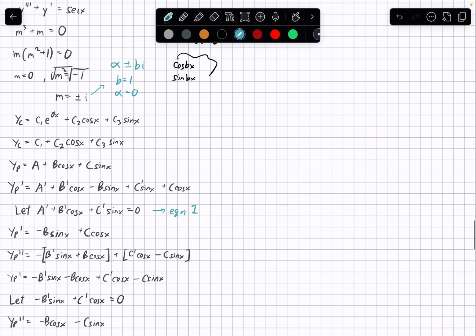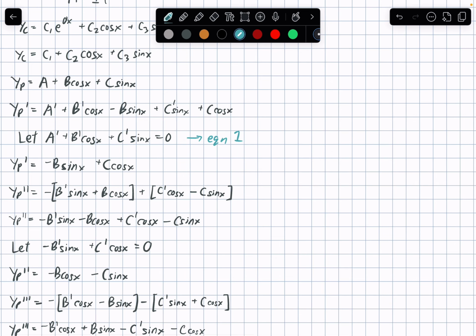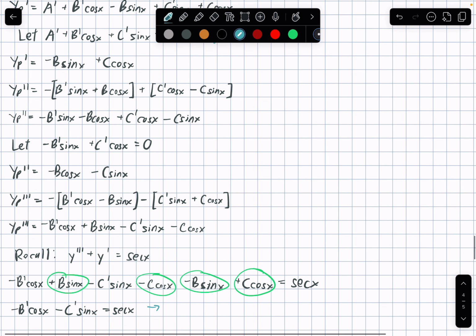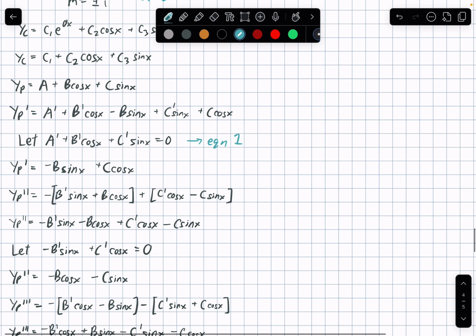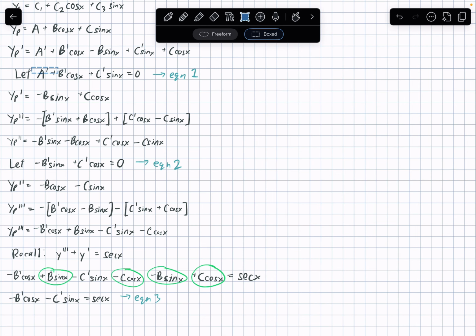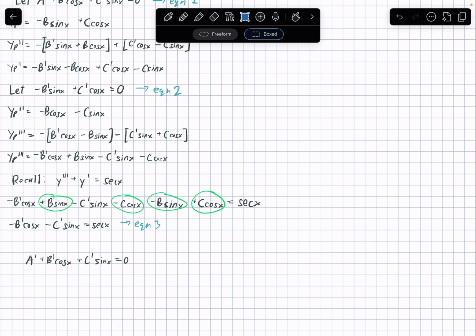We have 3 missing values. This is third power, so we have to look for A, B, and C. If we only reach up to second power, we only usually look for A and B. So we need to look for 3 equations. What's our first equation is this one. The second equation is the second time we let the prime values equal to 0. So that's equation 2. Equation 3 is this one. Let's combine them together. This is equation 1. This is equation 2. This is equation 3.